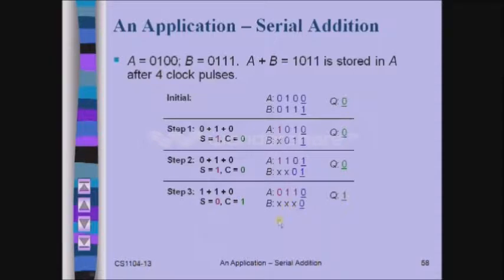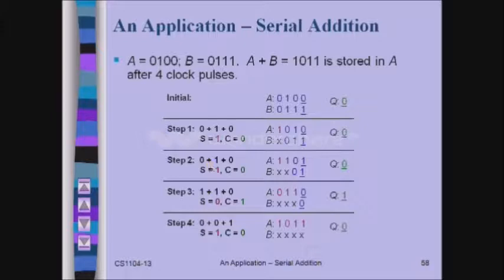During the fourth clock pulse 0 and 0 get added along with 1, therefore sum is 1 and carry is 0, and this sum is again copied into A and Q is now 0, and this is the final result which we are going to get. And this is how we can use a shift register for performing the addition between two registers or two operands.